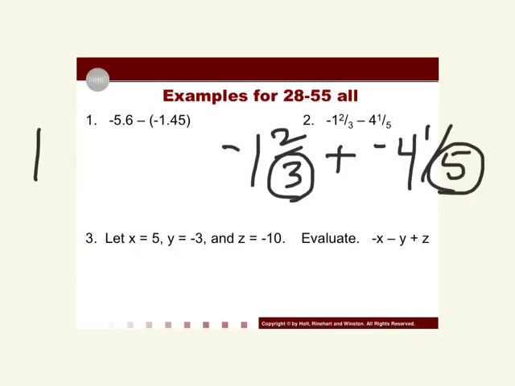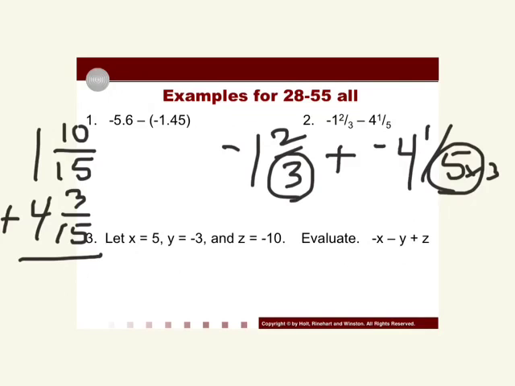So we're going to have 1. And we're going to change 2/3. Well, 3 times 5 is 15, so 2 times 5 is 10. And then we have to change the 4 and 1/5. And we're going to make that a denominator of 15, since this has to be multiplied by 3. 1 times 3 is 3.